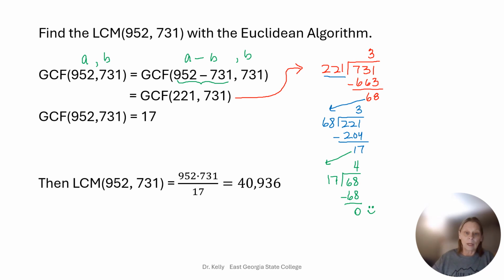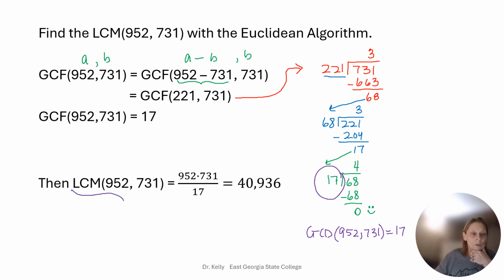And so that means that the last divisor is the GCD. So we know the greatest common divisor of our numbers, 952 and 731, is equal to 17. And now we're going to plug that into our equation here, and our equation is this.